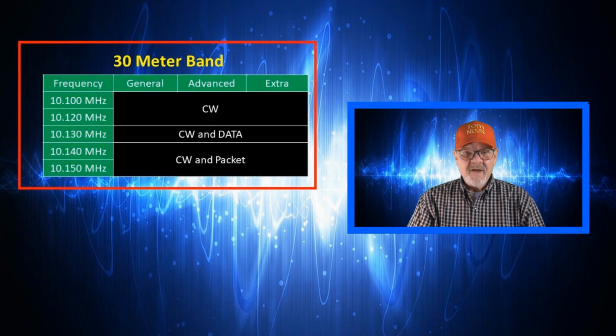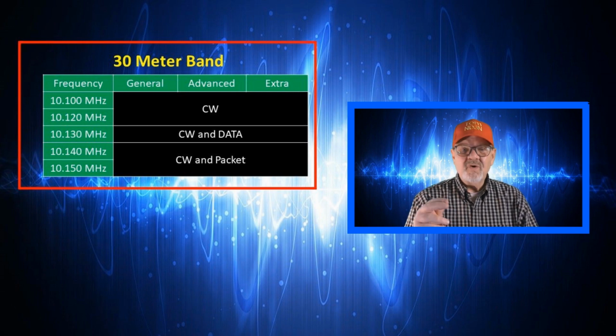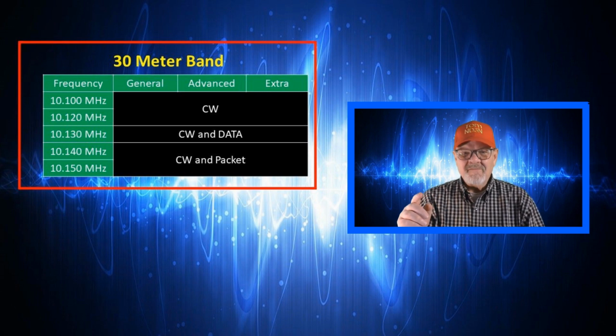The 30 meter band is available to licensed classes from general to extra and starts at 10.1 megahertz going to 10.150 megahertz. CW mode is allowed throughout the entire band, with data allowed from 10.13 to 10.14 megahertz, and packet allowed from 10.14 to 10.15 megahertz.